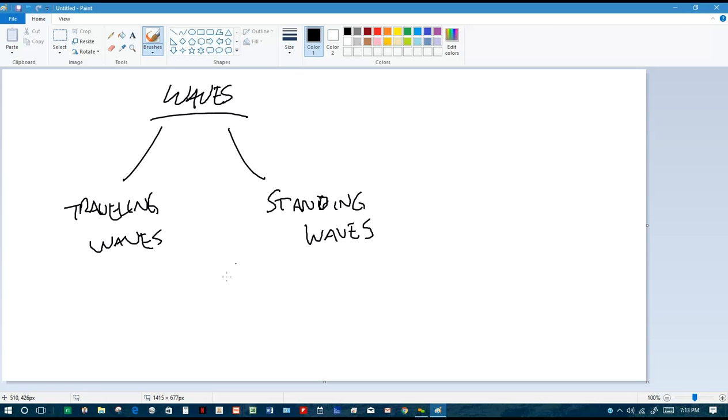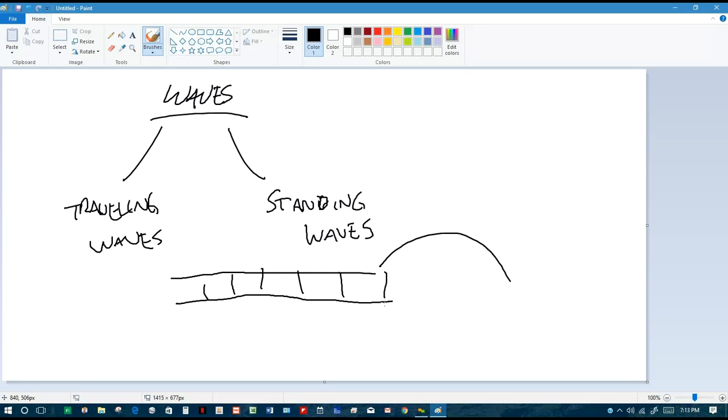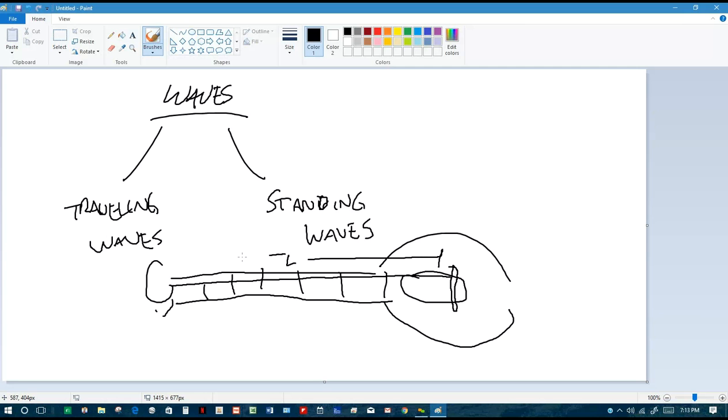So let me try to draw a picture here. Let's say this is your neck, and then you've got your frets, and here's the bridge back here. When you have a string, the length of that string is just the length from here to where it's tied. However, when you press your finger down here, what happens to the effective length of the string?